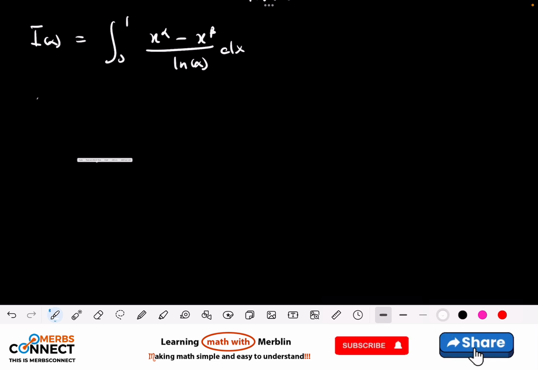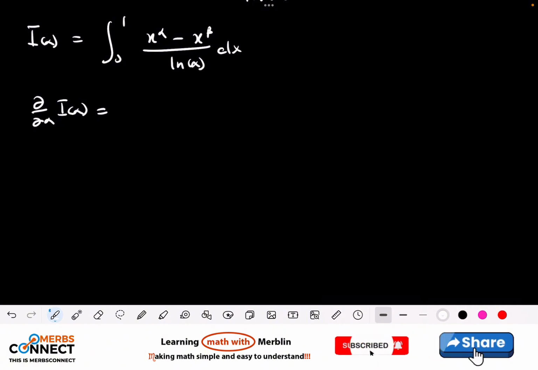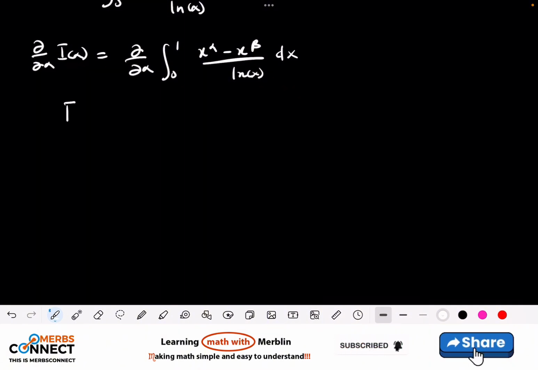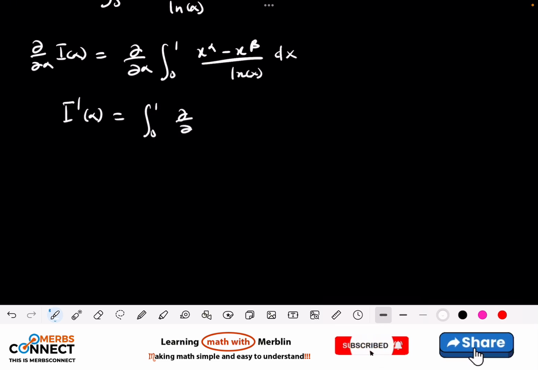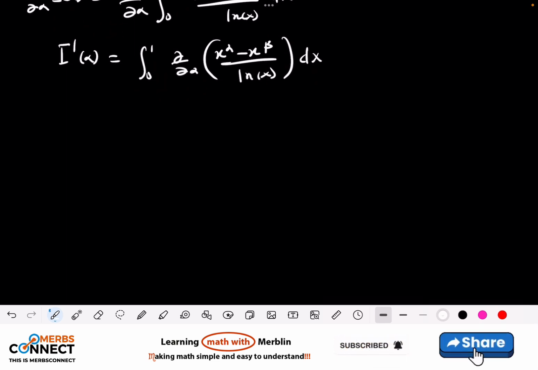Now I differentiate both sides with respect to alpha. So differentiate with respect to alpha, the integral from 0 to 1 of x to the power alpha minus x to the power beta, divided by ln x, dx. This is the same as I prime of alpha, which is the same as the integral from 0 to 1 of the derivative with respect to alpha of x to the power alpha minus x to the power beta, divided by ln x, dx.